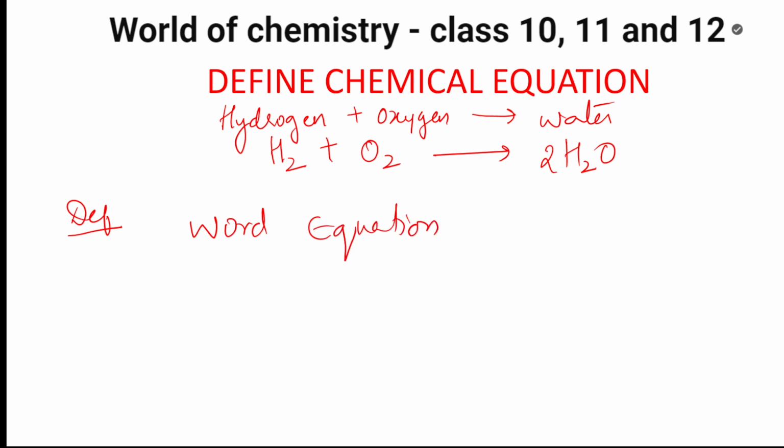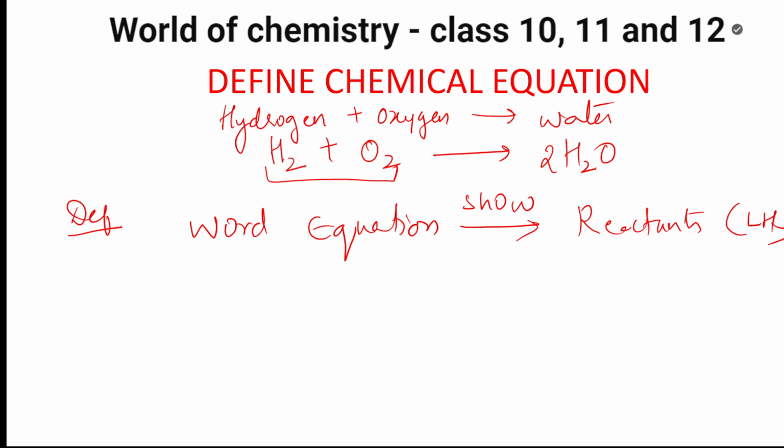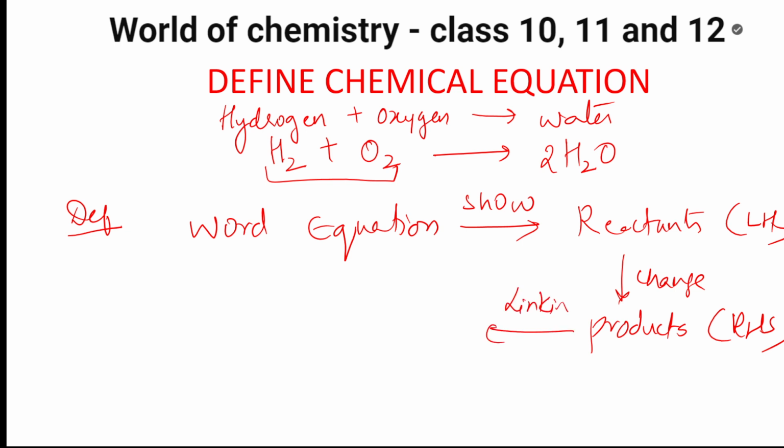This word equation is used to show the reactants. Reactants are shown on which side? Reactants are shown on LHS. These reactants are changing into products. Correct? Products are formed on the RHS. And both the reactants and products are linked by an arrow. This arrow is always heading from reactants to products.